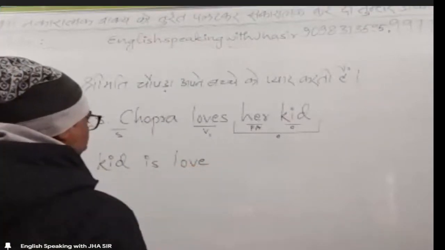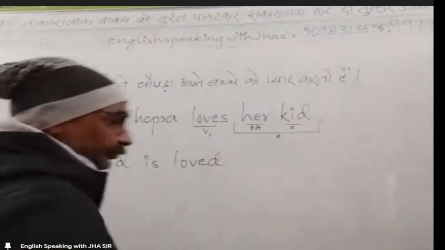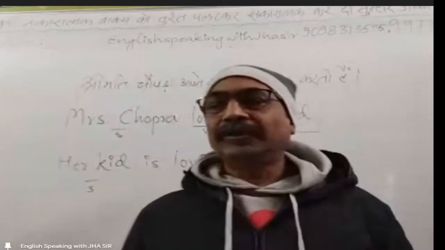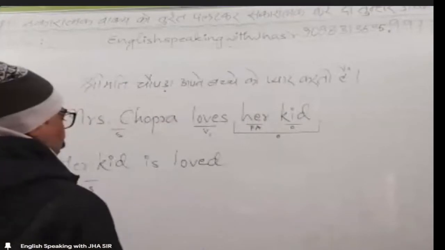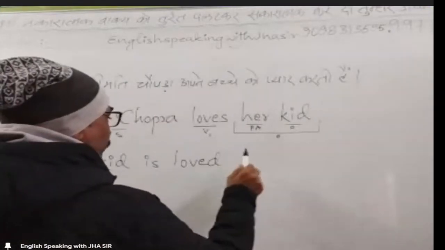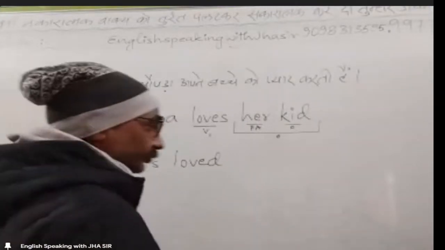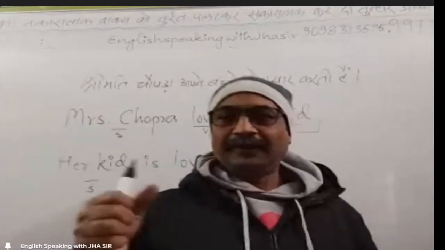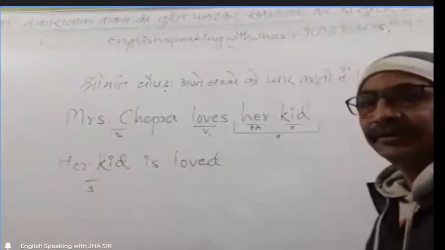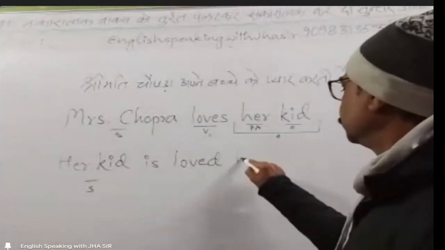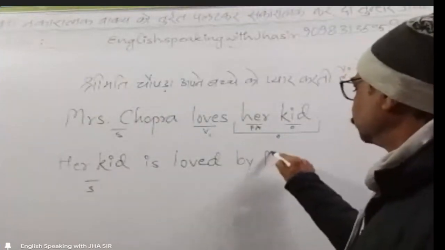Loved is the third form of the love. Thank you. Poonam, what is the last rule of passive voice? The last rule of passive voice is lastly, we change the subject into the object with the help of by. Very nice. Sarika, what is the subject in upper one sentence? Sir, Mrs. Chopra is the subject in upper one sentence.